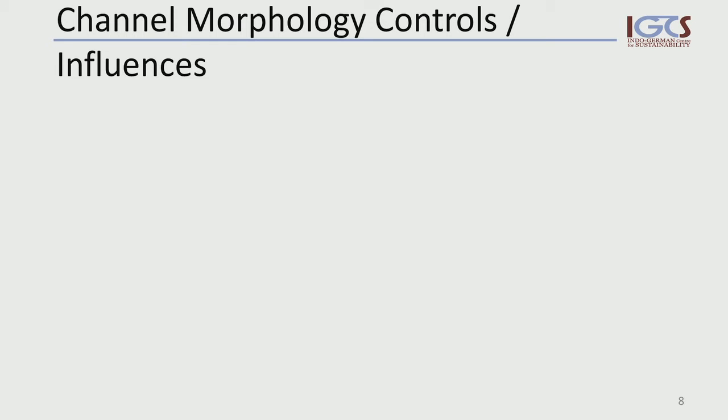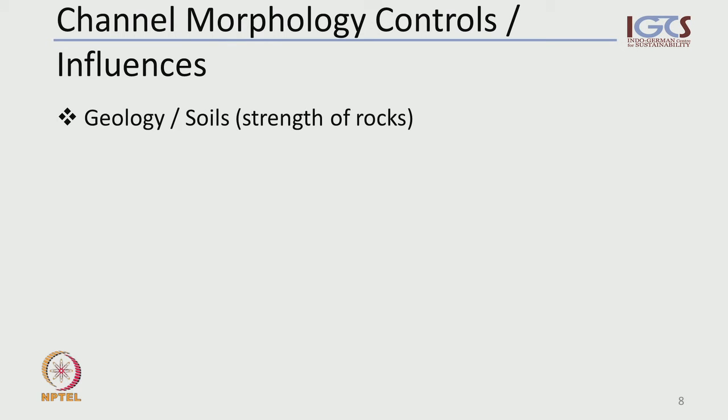Now let's focus on the controls of channel morphology. What influences it? Most of all, it's geology, or the type of soils that we have in a certain terrain. And what we mean by that is mostly the strength of a rock, how resistant this rock is to erosion.